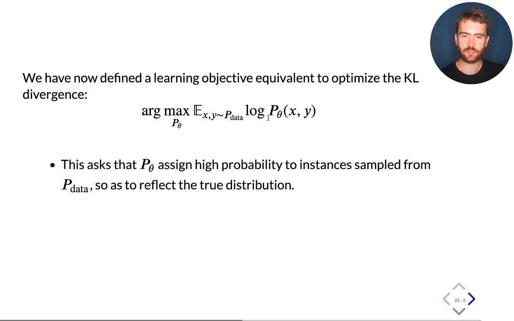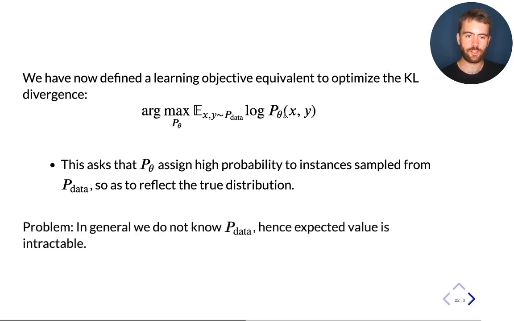Let's inspect in a little bit more detail what this objective does. Essentially, here we're sampling points from the data, and we're asking it to assign high probability to data points that are sampled from the data. And then because this probability sums to 1, it will assign low probability to points that do not come from the data.